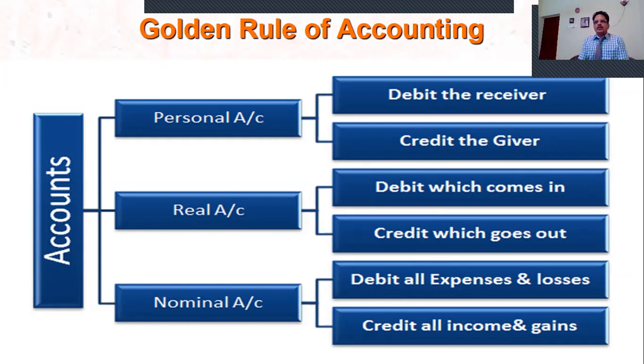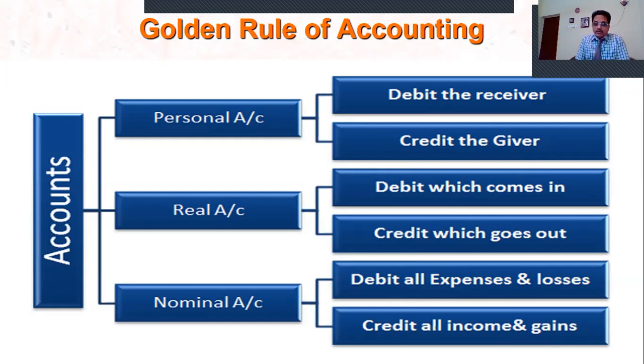So this is the classification. After that, the rule for personal account is: debit the receiver, credit the giver. If in a transaction you sold goods, the person who received the goods, his account will be debited. The person who gave the goods, his account will be credited. So the personal account: debit the receiver, credit the giver.